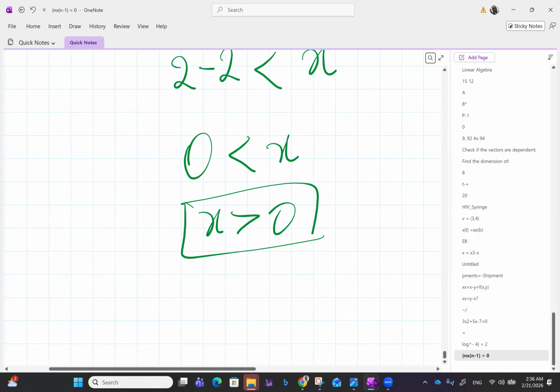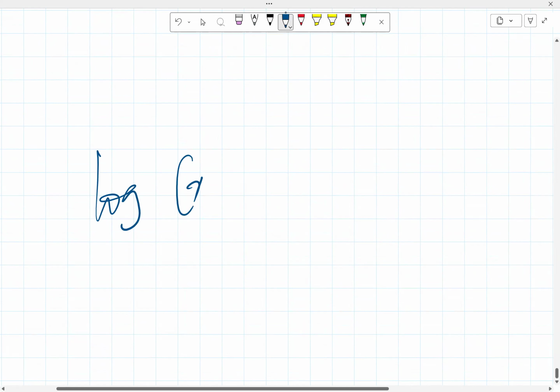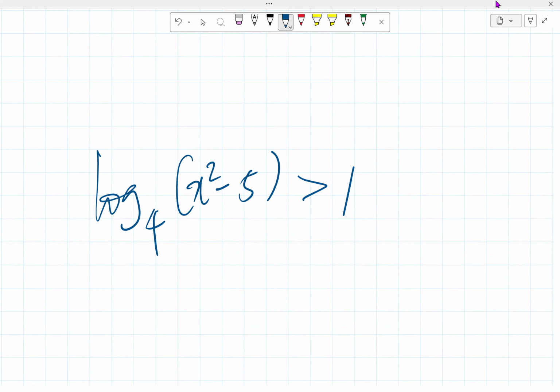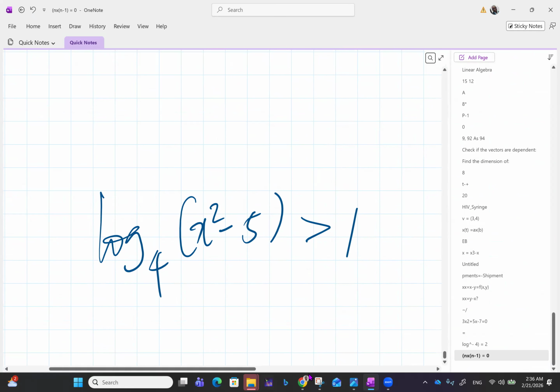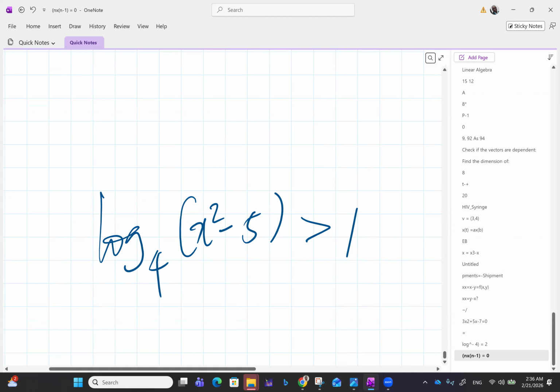Log of x squared minus 5 to base 4 is greater than 1. Final check to be sure. Log of x squared minus 5 to base 4 is greater than 1. Okay? Greater than 1. So we go.